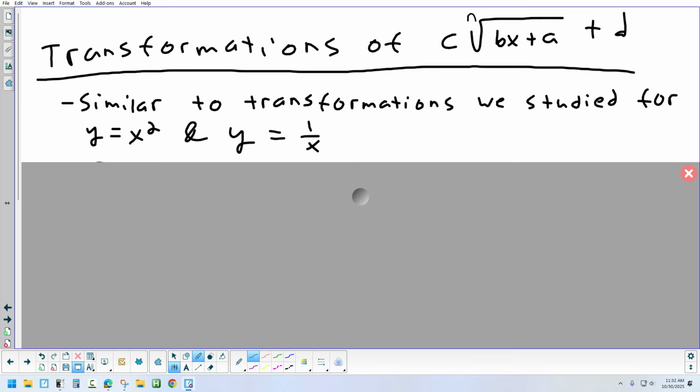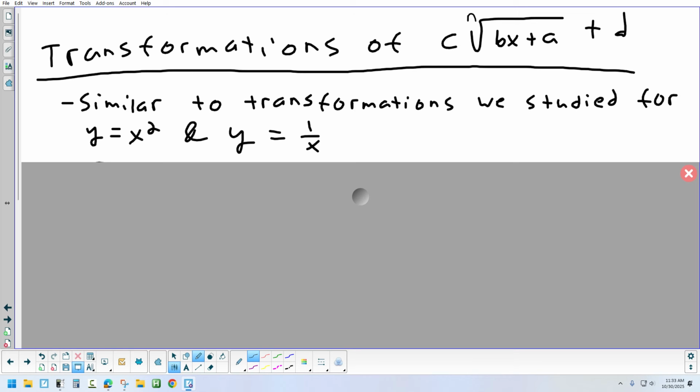So if B was a 5, it's going to compress 5 times as much. You could say stretch by 1/5, which means compress. Or if B was 5, you could say horizontally compress by a factor of 5. You could say it either way. If B was 1/3, you could say horizontal stretch by 3. That'd probably be the simplest way to say it. If B is 1/3, it stretches 3 times as much.